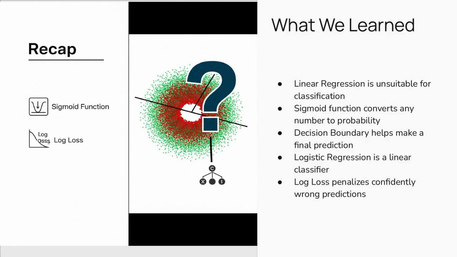But this raises a new question. What happens when our data can't be separated by a single straight line? For that, we need a completely different and much more intuitive model. In the next video, we will cover decision trees.